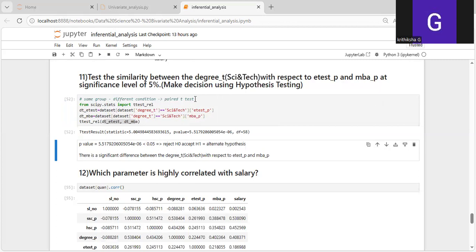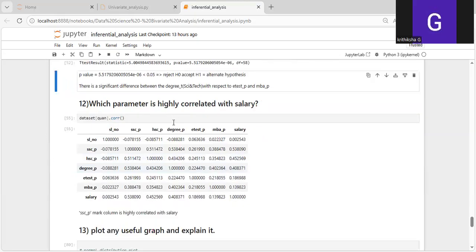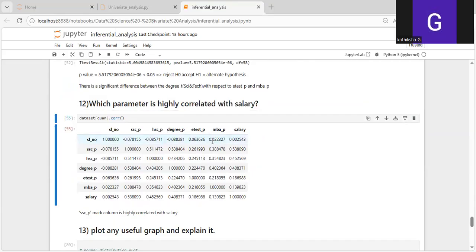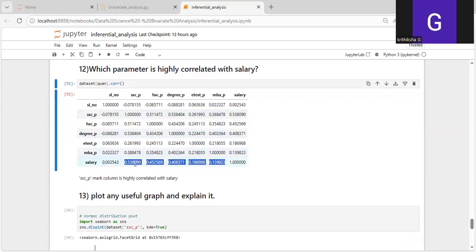So we can say there is a significant difference between the degree percentage with respect to the E-test and the MBA percentage. The next question: which parameter is highly correlated with salary? To find which column is highly correlated with salary, we have to compute the correlations for all the columns. So I have computed the correlations for all the quantitative columns using the corr function. Here I can see the salary's correlation with respect to all the parameters.